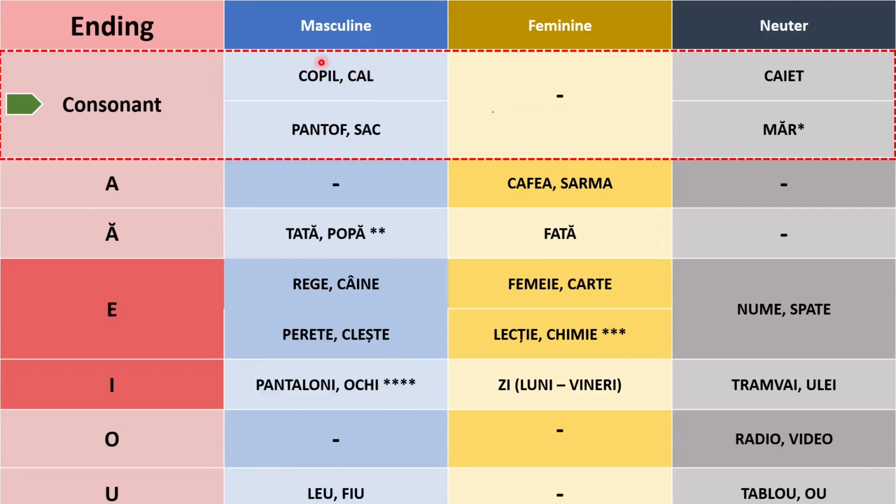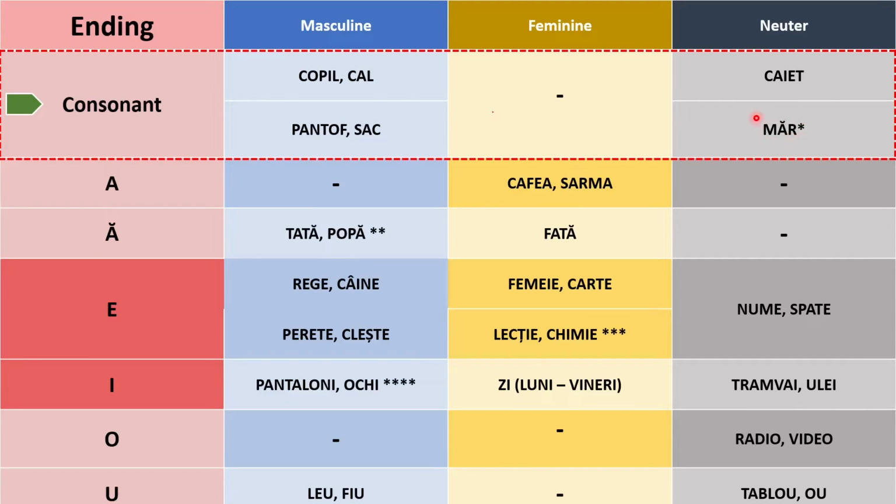As you can see here, copil, child, and cal, horse, are under the first category, but masculine nouns ending in a consonant can also be things. So inanimate things like a shoe or a sack or a bag. We're not talking about feminine ones here, but then we go to neuter. And in this specific instance, 99.99% of the neuter ones will be objects. But there's also one very specific example of a fruit that is neuter and ends in a consonant, and that is măr, apple.